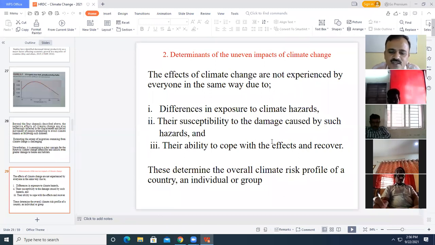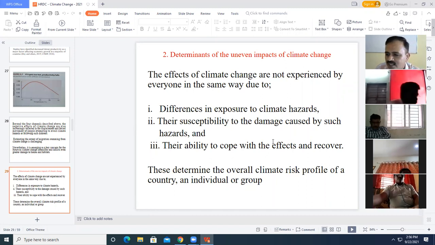The first one is the differences in exposure to climate hazards. The second one is their susceptibility or vulnerability to the damage caused by such hazards. And the third one is their ability to cope with the effects and recover. So these are the three important determinants considered by the literature related to the impact of climate change on countries at the country level and on people at the micro level.